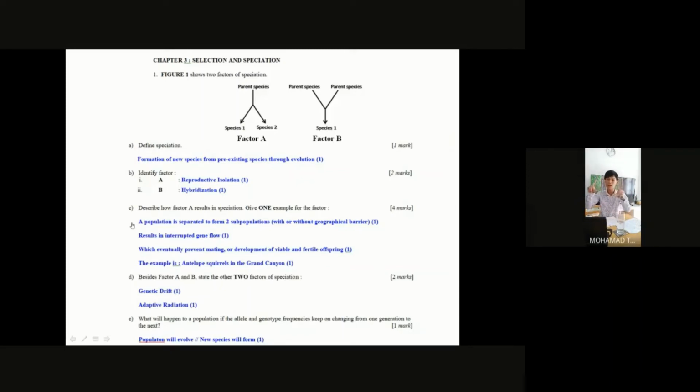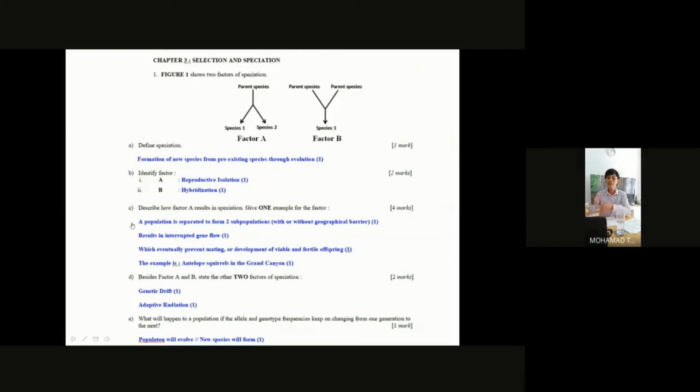That's why "with or without geographical barrier" is being put in a bracket. So meaning you can say it, or if you don't say it, it's fine. You still get the mark for saying a population is separated into two subpopulations. So that's the first mark.